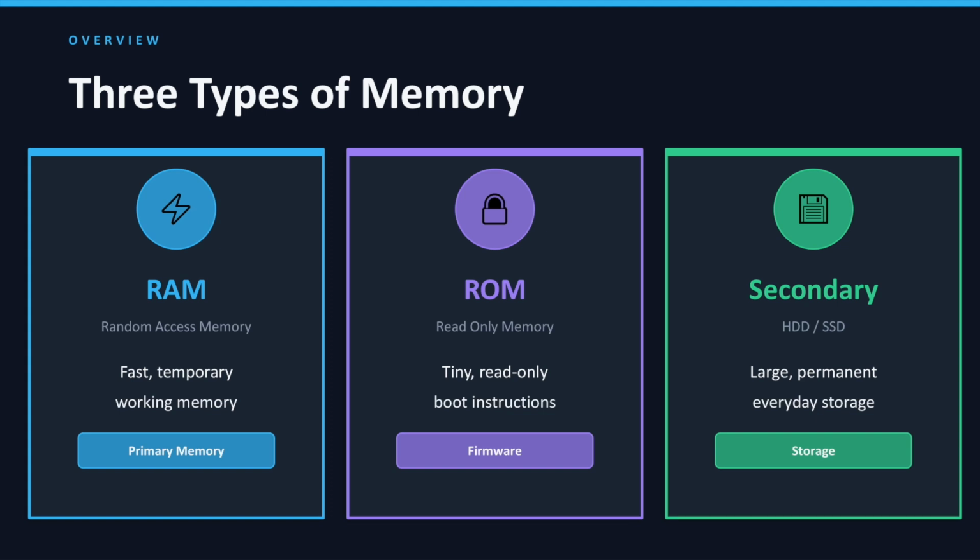There are three types of memory we are going to cover today. First, RAM, also called primary memory. It's fast, temporary, and holds whatever your computer is actively working on. Second, ROM or read only memory. It is tiny, read only, and only handles boot instructions. Third, secondary memory, which is your actual storage, your hard drive or SSD. It is large, permanent, and where everything lives long term. Let's go through each one in detail.